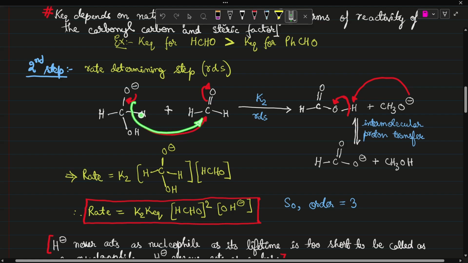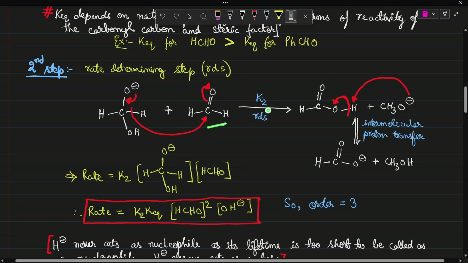Now this hydride does not independently break away because the lifetime of a hydride ion is very small. So what happens is this sigma CH bond directly or simultaneously attacks the carbonyl center of the other formaldehyde molecule that we have taken.